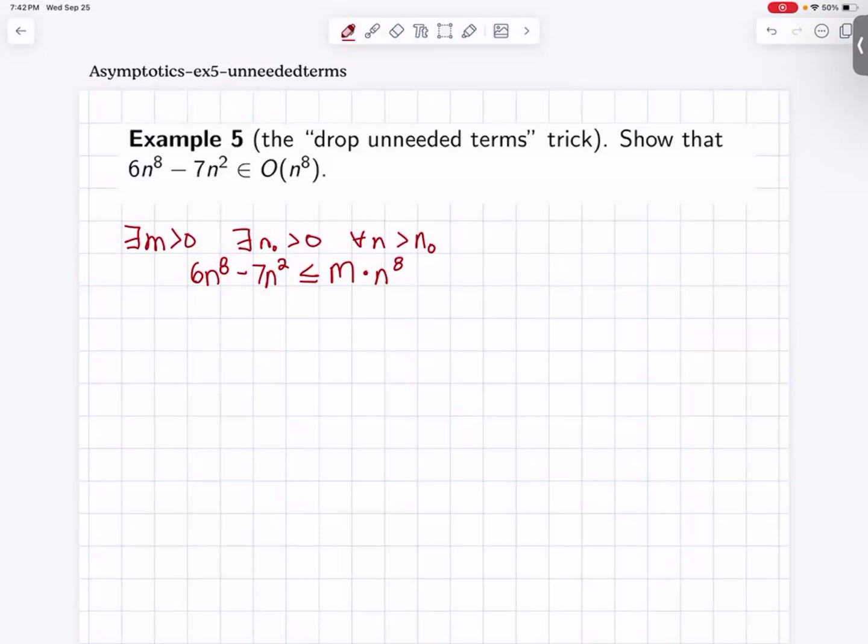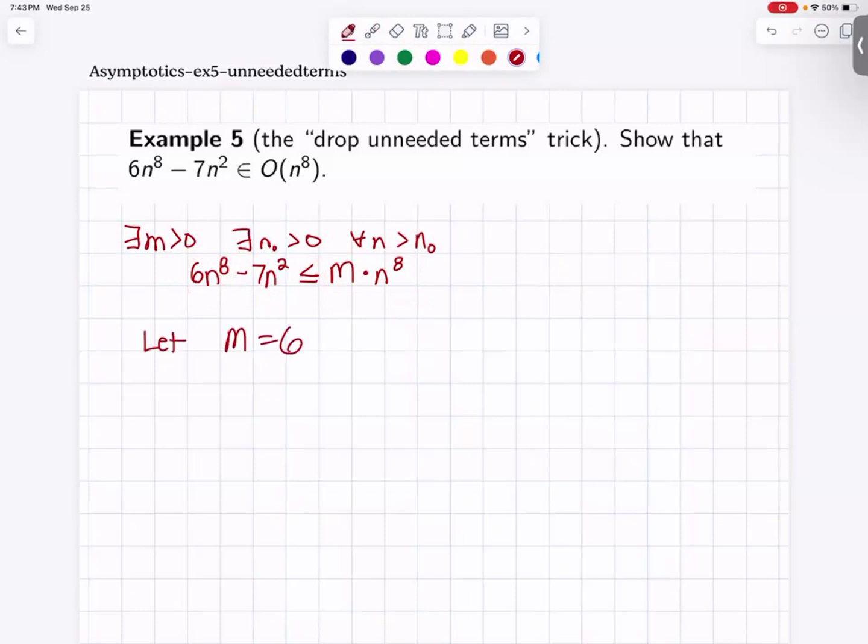Okay, so what we're going to look at is how can we pick some values here that are going to basically allow us to drop our lower order terms. That's really what the name of the game is here. We can already see that this 6 times n^8 looks very similar to this m times n^8. So just by looking at that alone, I kind of want to let m equal 6.